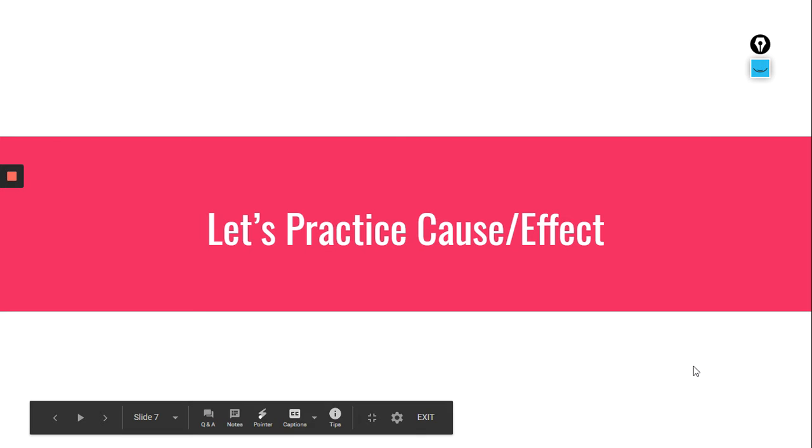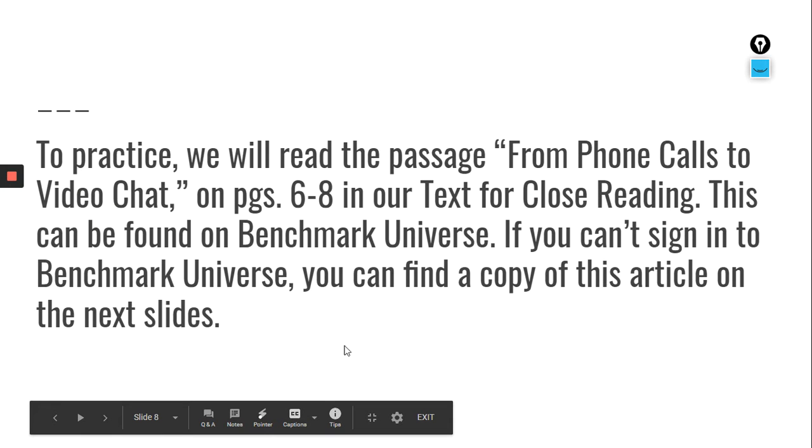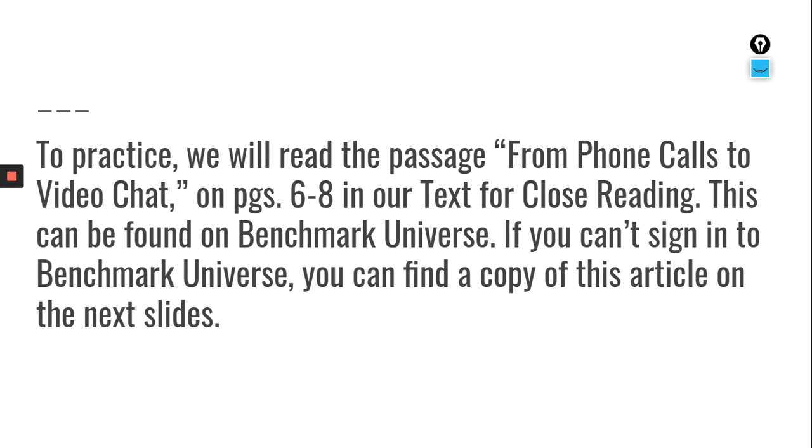All right, guys, so now that you've watched that Brain Pop video on cause and effect, it's time to practice showing you that cause and effects text structure that we were mentioning before. So to practice, we're actually going to read that passage that we read on Wednesday, from phone calls to video chat. Now that's on pages 6 through 8 in our Text for Close Reading book. So you can find this book on Benchmark Universe. So if you want it read to you, if you want to see it zoomed up, go click on Benchmark Universe. Now, I didn't put the link in here because by now, hopefully, you understand how to get to Benchmark Universe. But if you still need it, you can still find it on my blog or just message me.